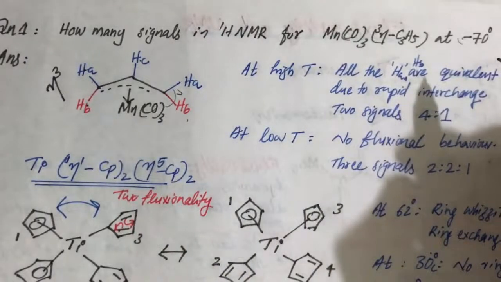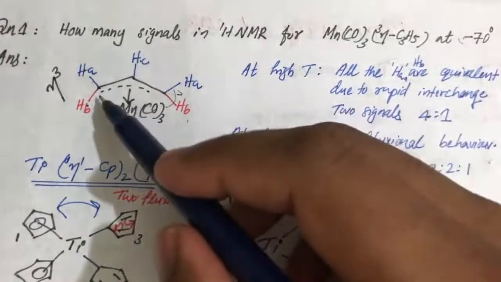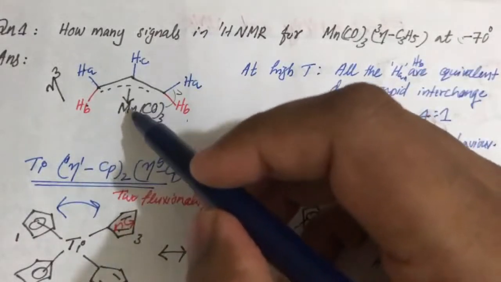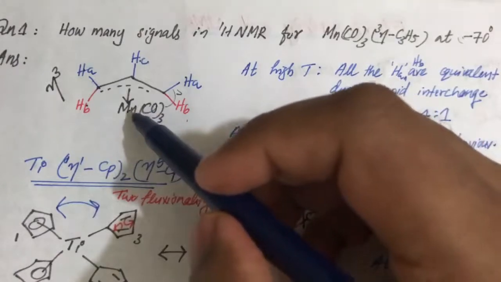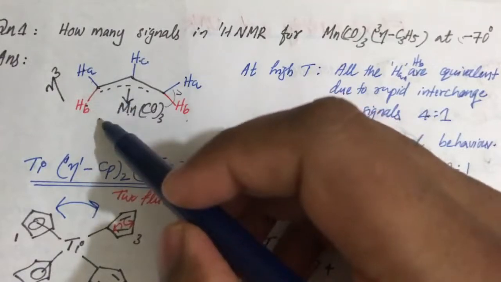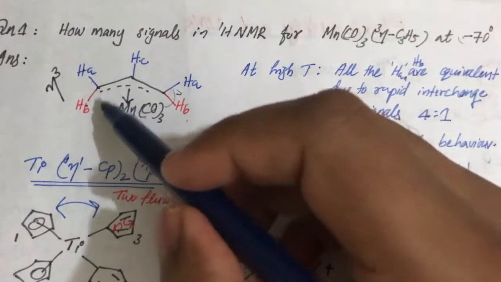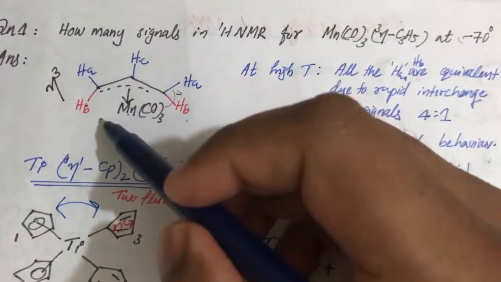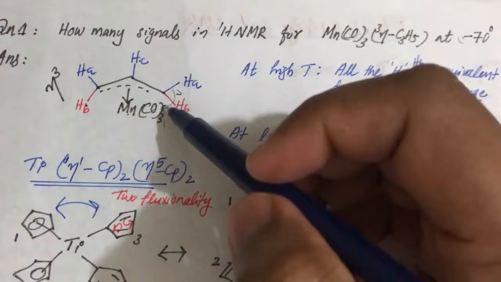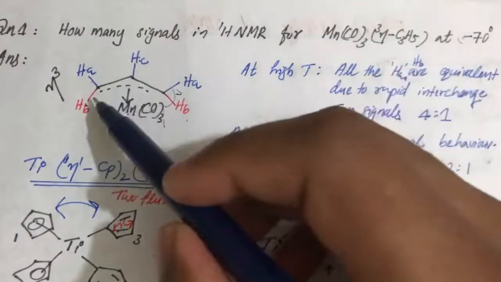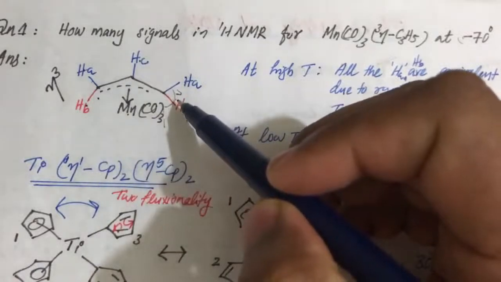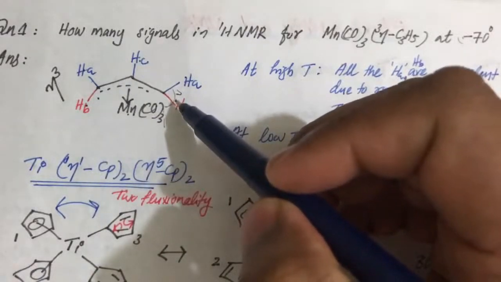At high temperature you can have a rapid exchange of the position of the Mn. Initially you can have Mn here with hapticity 1, then hapticity 3, and then at this end it can have hapticity 1. That means there is a rapid exchange between this terminal and this terminal at a high temperature. That is nothing but fluxional behavior.